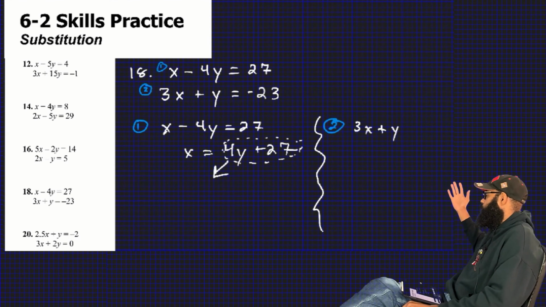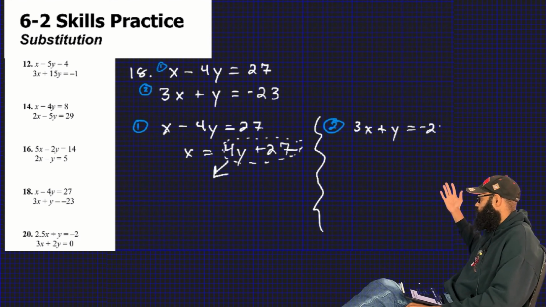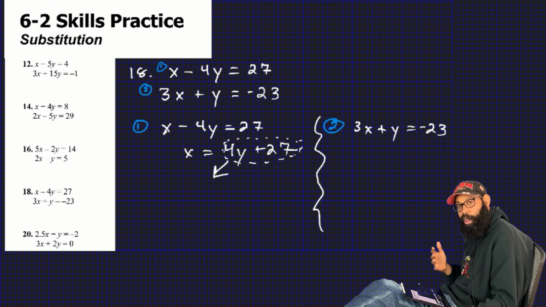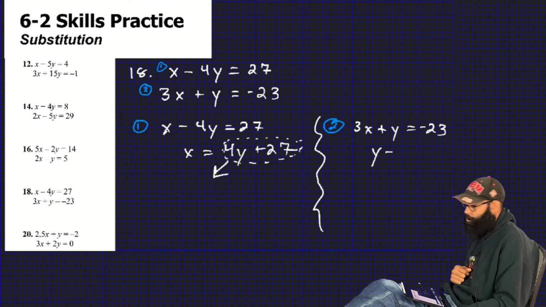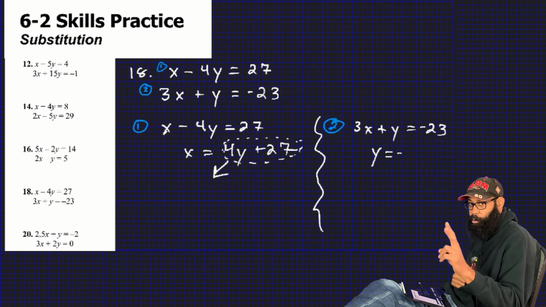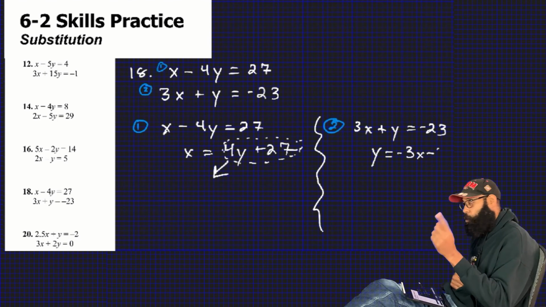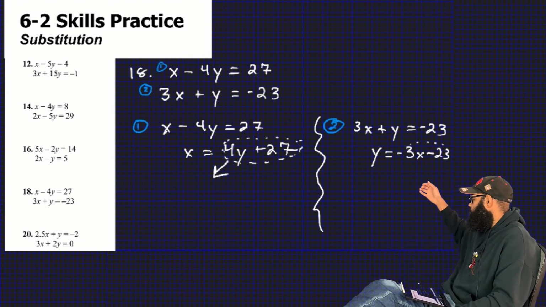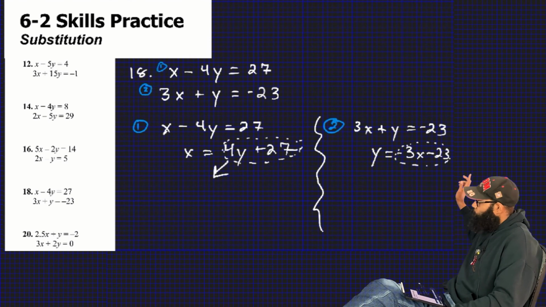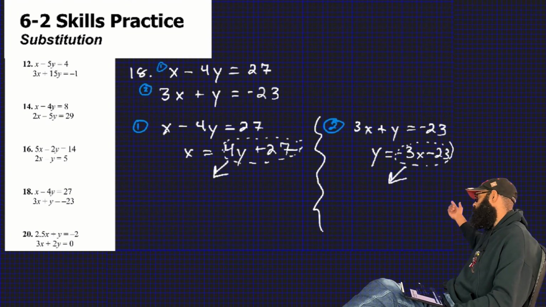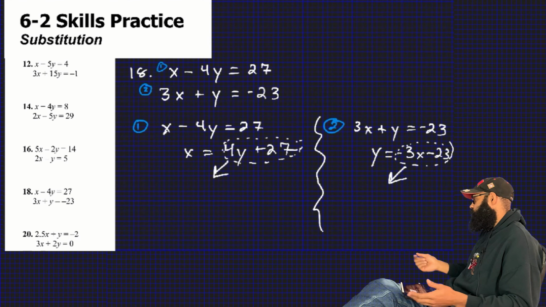Equation 2 is 3x plus y equals -23. Quick, which one has a coefficient? Well, that's a trick question. They both do. But which one's invisible? The y, right? So all I have to do is subtract 3x from the left, which means I subtract it from the right, which now gives me y equals -3x minus 23.